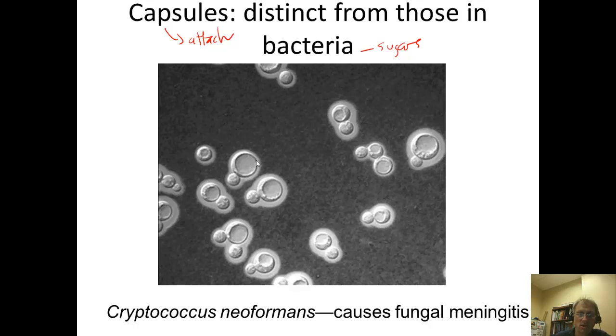We can see a picture here which shows the presence of a capsule surrounding this yeast cell, Cryptococcus neoformans. The capsule is this hollow area, this halo surrounding the cells. Cryptococcus neoformans is a serious pathogen that causes a form of infection of the central nervous system called meningitis, and it's the presence of these capsules that greatly enables this microorganism to be able to cause these infections.